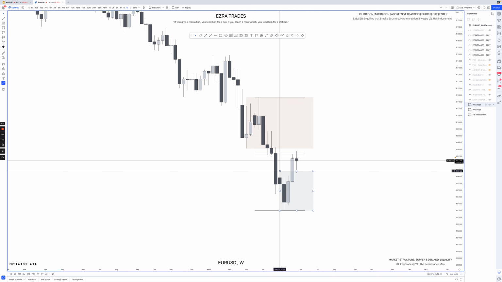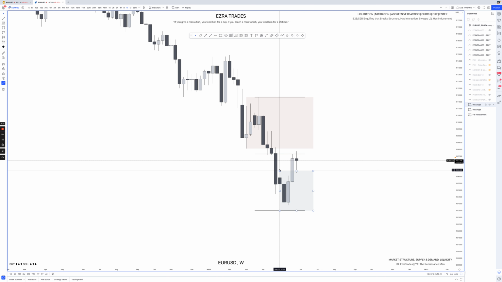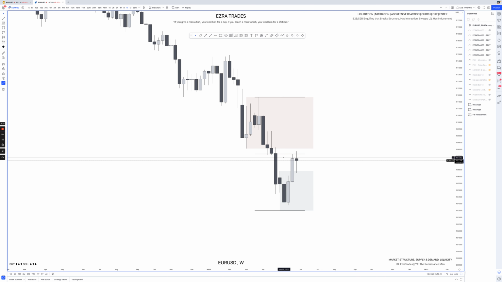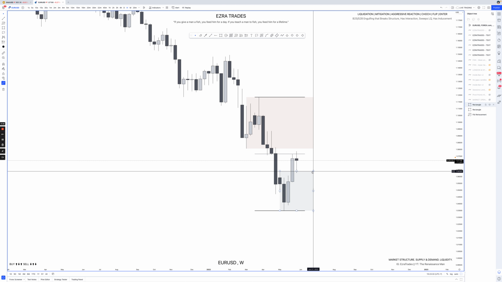I would say this is more of a change of character, right? It's not something I'm going to mark as a break of structure yet, right? The weekly, this is a weekly swing. So now that we've come into this equilibrium, I can see that potentially price is already showing some hints of pulling back, right? And this is a weak demand at this moment. So we're going to see what happens, right?